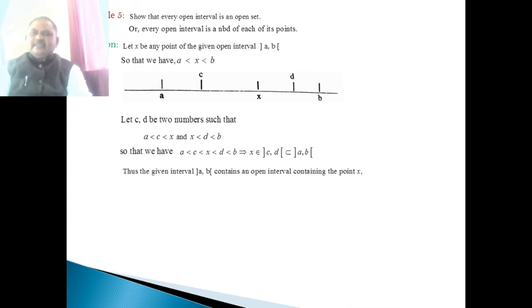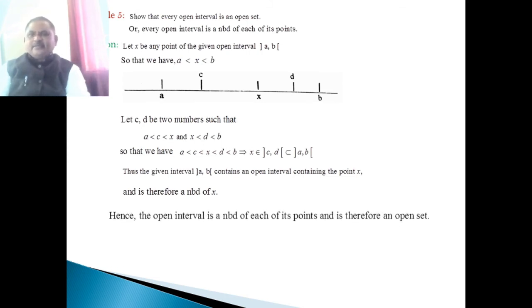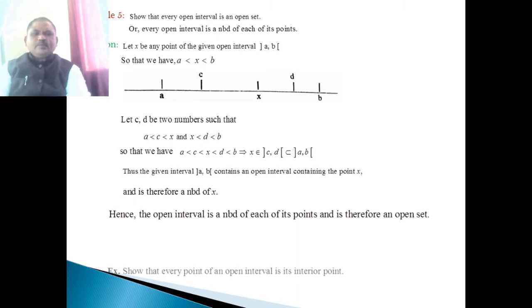Thus, the given open interval AB contains an open interval containing x. That means this open interval contains the open interval CD containing the point x, and therefore it is a neighborhood of x. Therefore, this open interval AB is a neighborhood of x, but x is an arbitrary point. That means the open interval is a neighborhood of each of its points, and therefore this is an open set.